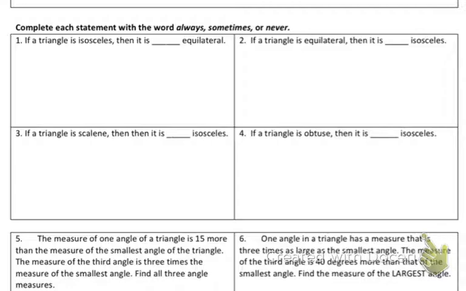If a triangle is isosceles, then it is something equilateral. So if a triangle is isosceles, can it be equilateral? All right, so it can be. Does it have to be equilateral? No, it does not have to be. So for this one, we're just going to put sometimes. Sometimes it is. So this one's going to be sometimes.